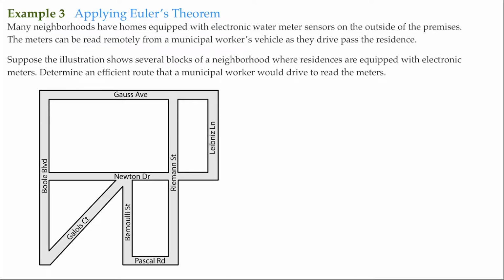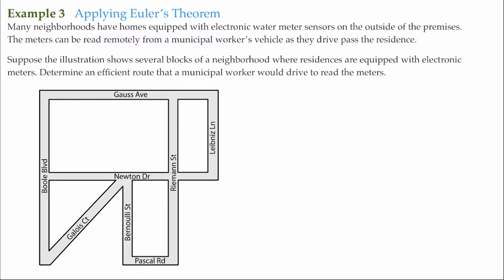So here we're going to be applying Euler's theorem to a particular word problem or scenario. This one reads, many neighborhoods have homes equipped with electronic water meter sensors on the outside of the premises. The meters can be read remotely from a municipal worker's vehicle as they drive past the residence. Suppose the illustration shows several blocks of a neighborhood where residences are equipped with electronic meters. Determine an efficient route that a municipal worker would drive to read the meters.